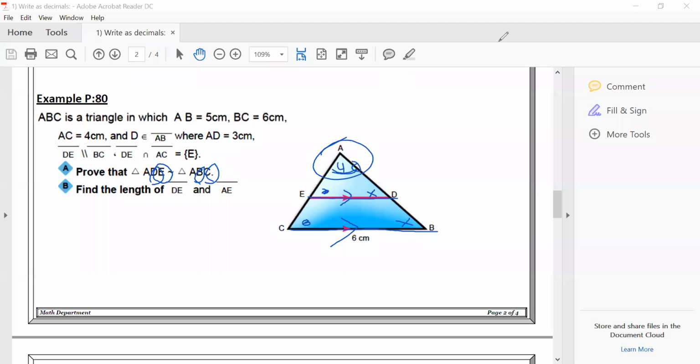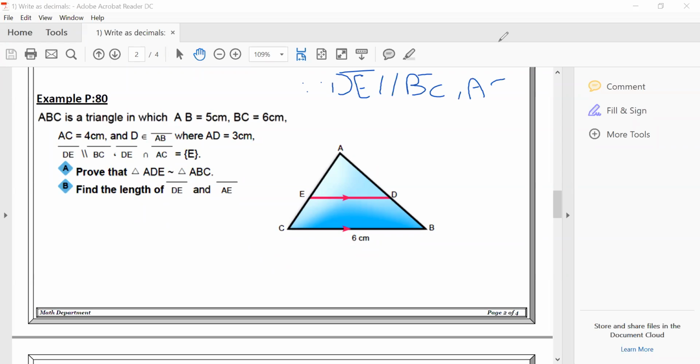How to write it? I will write the 3 angles. So I will say: since DE is parallel to BC, then AC is the transversal, therefore measure of angle AED equals measure of angle C. This is one, corresponding of course.